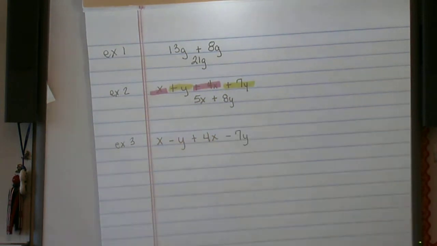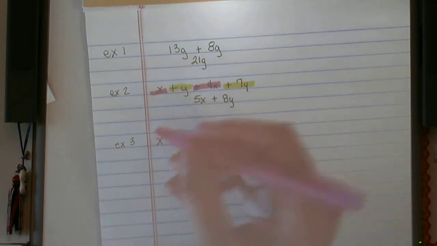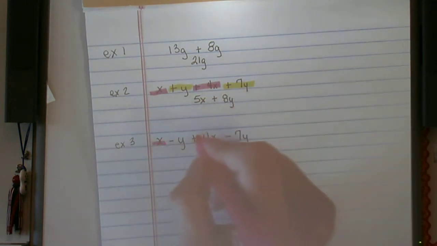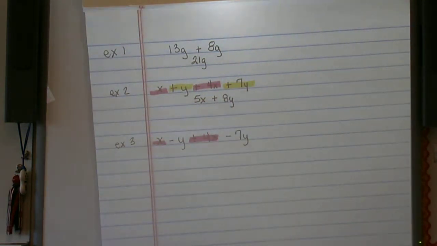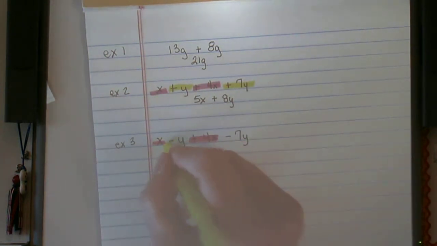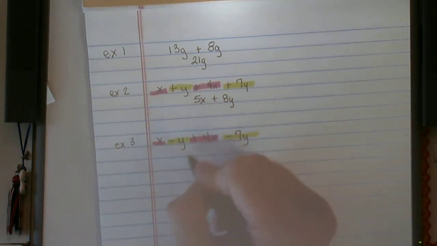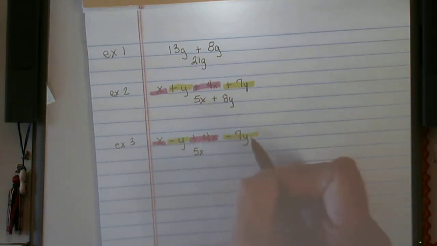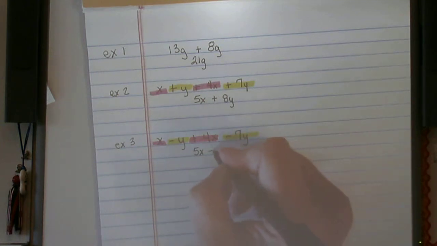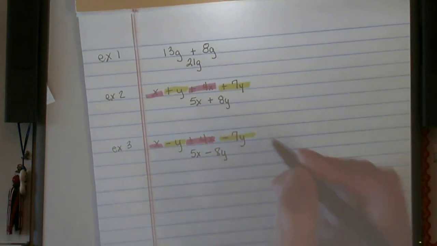I'm just going to switch the signs. I'm going to use the same terms, but now that I'm seeing some subtraction, it's going to give me, of course, a different simplified expression. We still have our x and 4x, but this time we have a minus y and a minus 7y. So x plus 4x is 5x, but negative y minus 7y is going to give me a negative 8y.